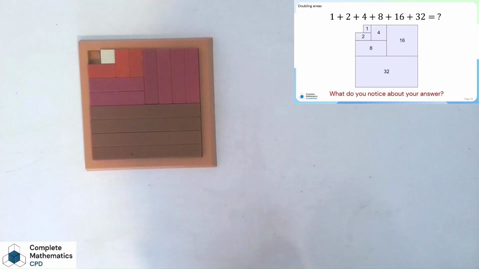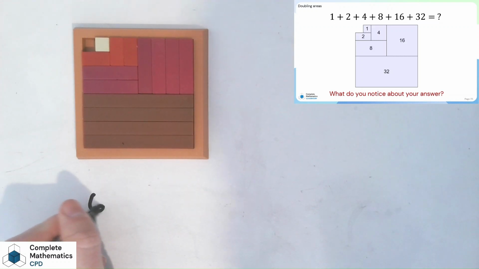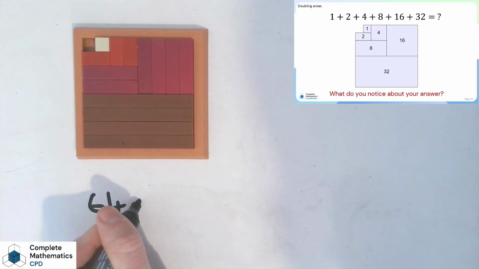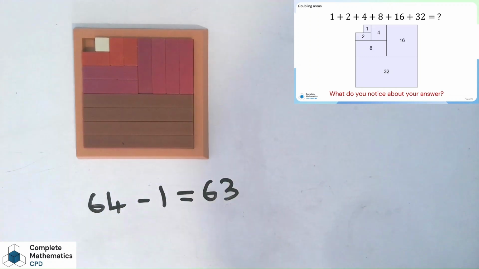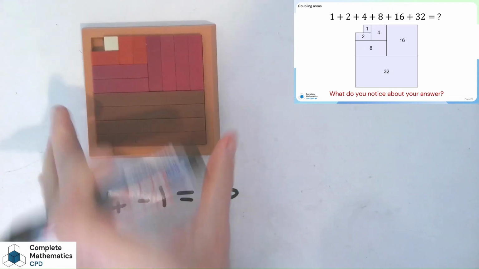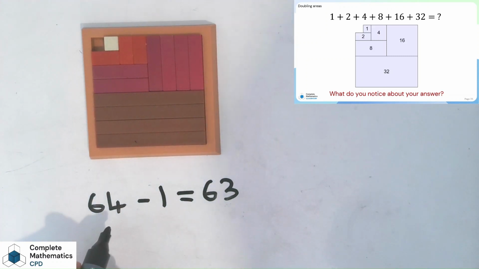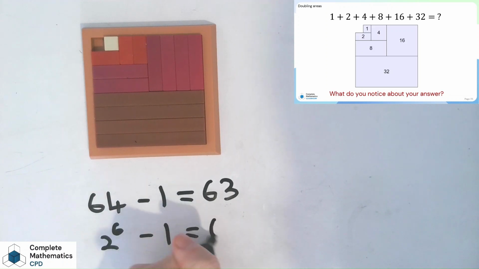But that does allow us to quickly calculate the sum of all these terms, because this was an 8 by 8 square, and 8 squared is 64, but I've got 1 square left over, so I just need to subtract 1 from that, so the answer is 63. Now the question is, how might we generalise this then? Well, 64 is the 6th power of 2, so I could have written this as 2 to the 6 minus 1, which is obviously 63.